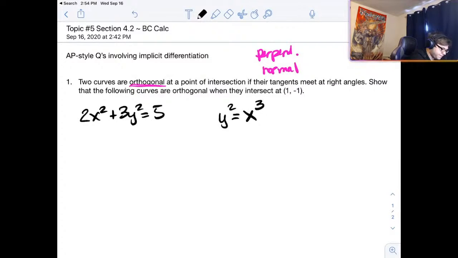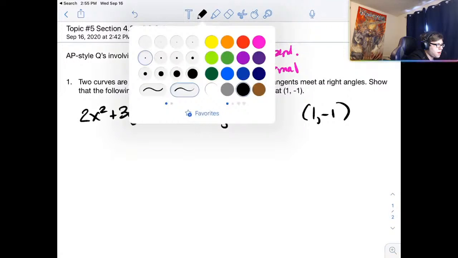And they do, in fact, intersect at the point 1, -1, because if you plug in 1 for x and -1 for y, it gives you a true statement in both cases, okay? So we know that that is a point of intersection. Now, how do we test if their tangents meet at right angles? Well, I think what we're going to be looking for is the opposite reciprocal slope, because that's what it means to be perpendicular. And of course, slope has to do with derivatives.